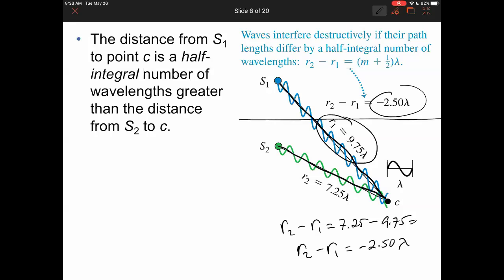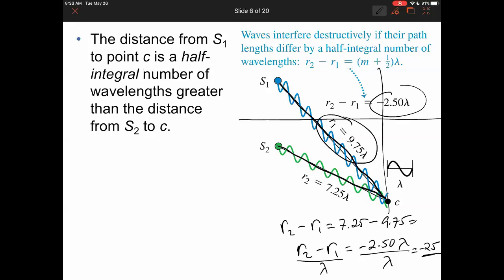The negative means that if I draw some kind of axis over here, this is at the bottom, below that axis. The negative just means nothing in this particular case. But if I divide both sides by wavelength, then we get negative 2.5. That means this number is a fraction. It's not 0, 1, 2, 3, 4, 5. It's 2.5, basically, or negative 2.5.